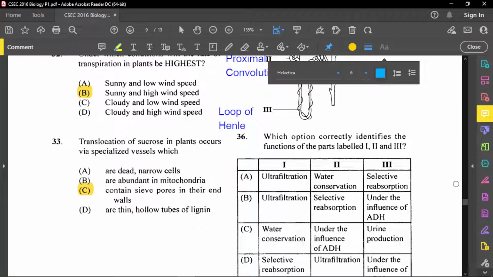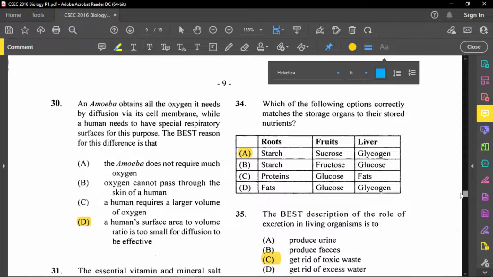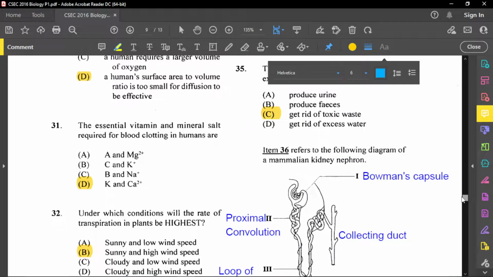All right, so let's go to the next question now. 34? Yeah, 34. Oh, we answered 34 there. We answered 35 as well. Let's go to 36 now.